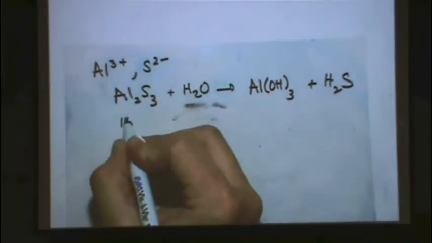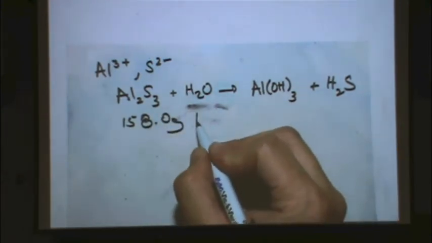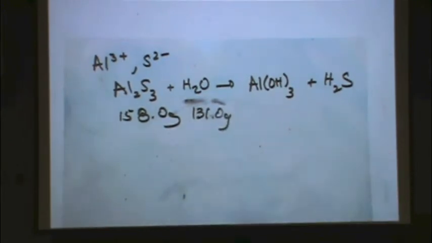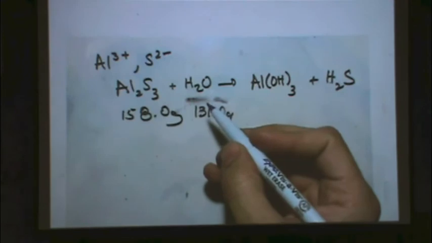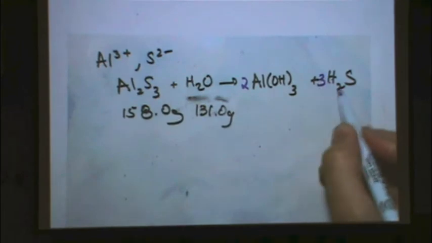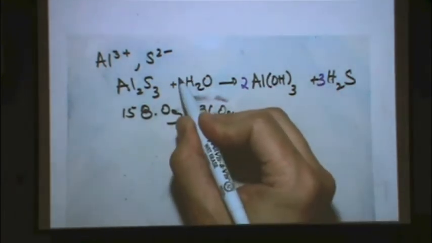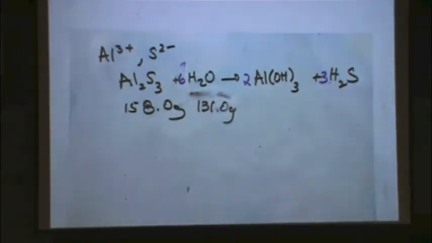158.0 grams of this, 131 grams of water. First, what should I do before I do any math? Balance. Yeah, always think balance. I will always tell you if a reaction is not balanced. Okay, so let's see. Put a 2 here, sulfur 3, and that would be 3 of these. Oh, I might need more. Actually, 6. Will that do it? I think that does it.